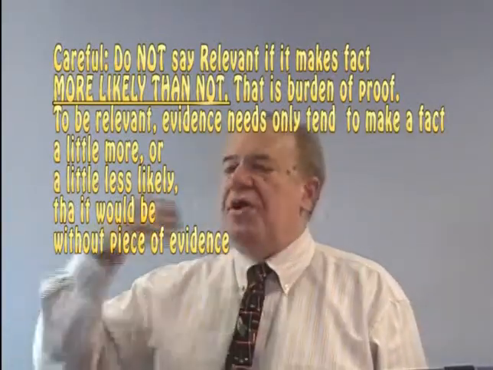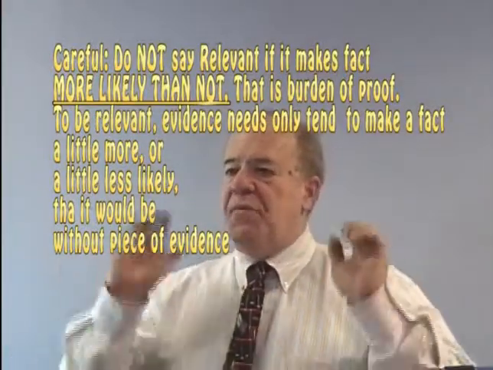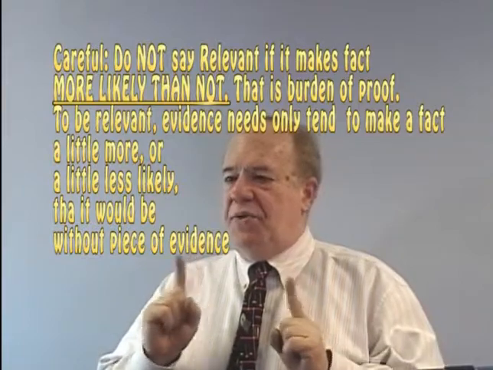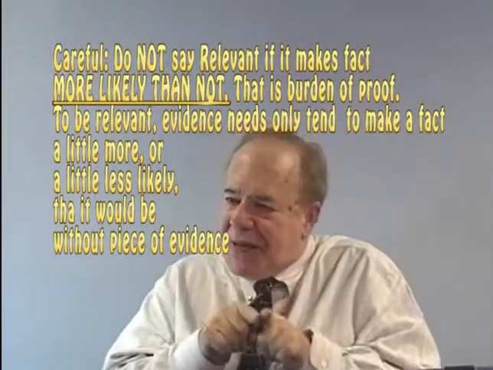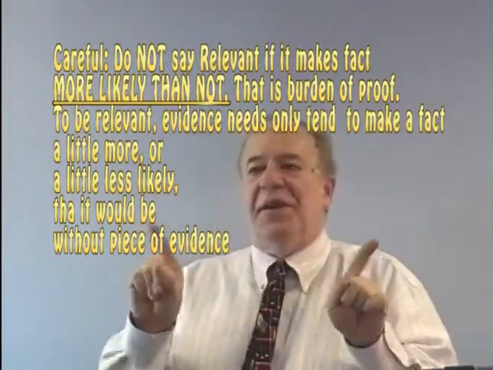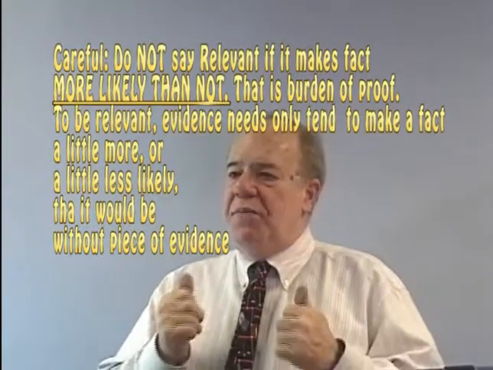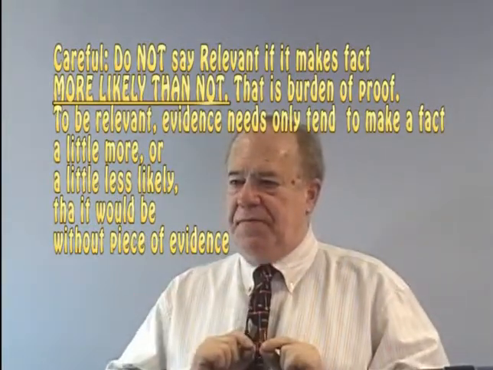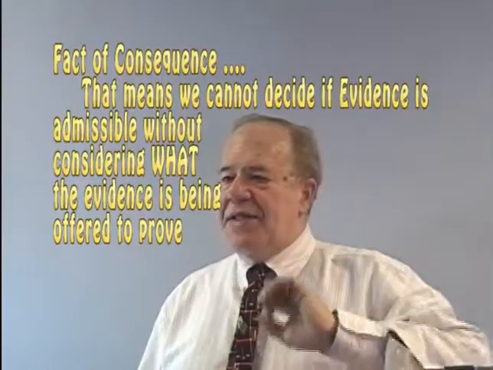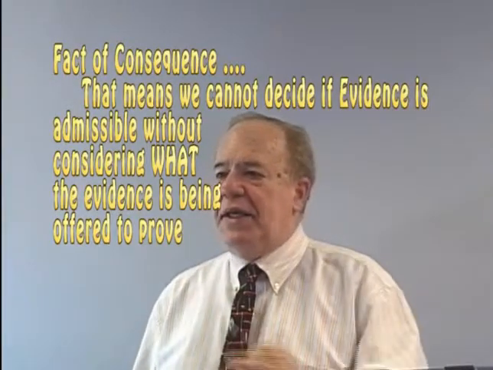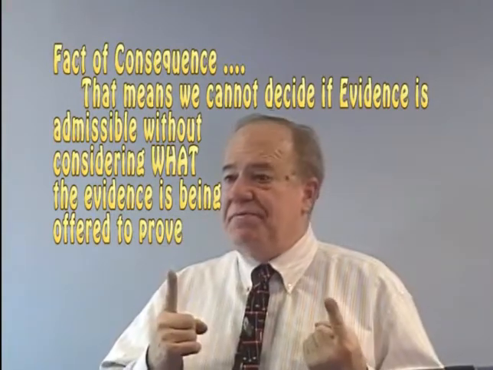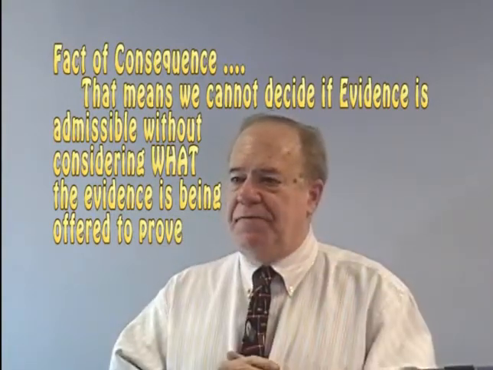That's the burden of proof, to prove a fact more likely than not. A piece of evidence does not have to be so strong as to make it more likely than not, but just that it makes it a little more likely or a little less likely than it would be if we didn't have that piece of evidence. It's a very slight standard. And what is the thing that it has to make a little more or a little less likely? A material fact, a fact of consequence, something that matters to this litigation.